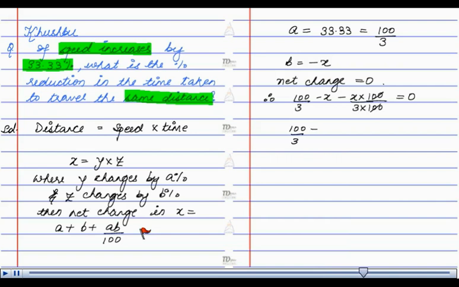which gives 100 by 3 minus 4x by 3 equal to 0, which further implies x is 25. That is, the time taken reduces by 25%. This is the required solution. Thank you.